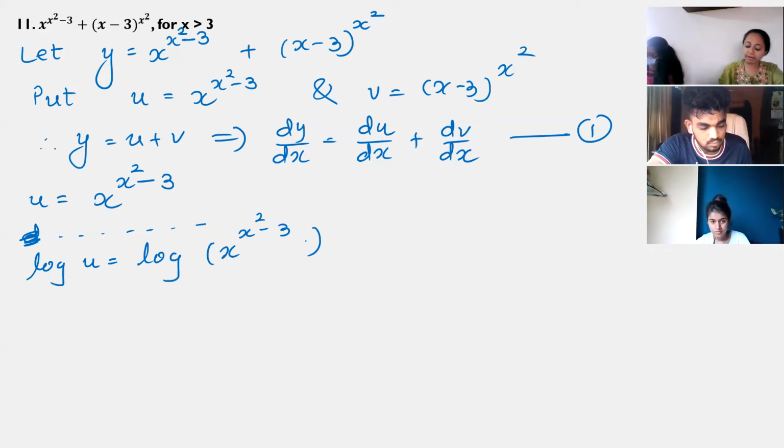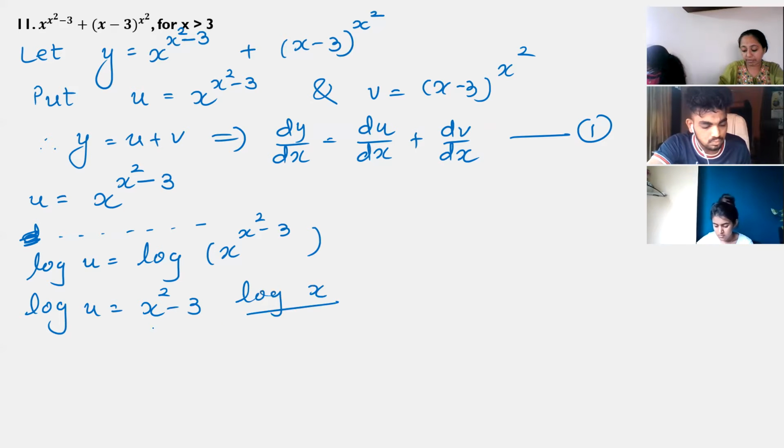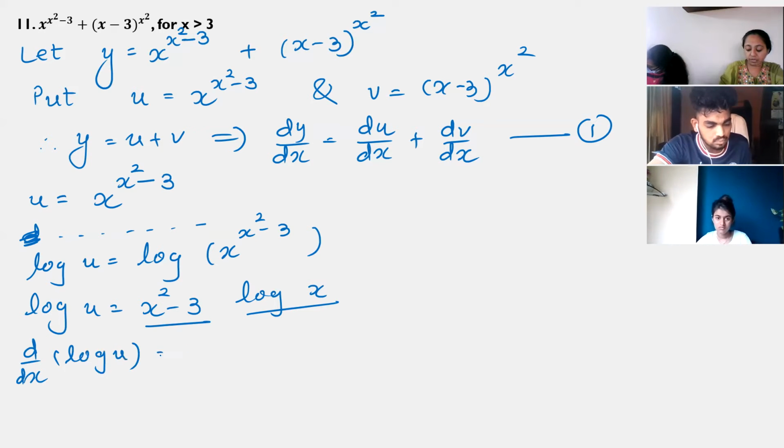The power will be multiplied in front. So log u = (x² − 3) log x. That means we can see the product rule over here. Taking differentiation on both sides with respect to x, I can see the product rule.